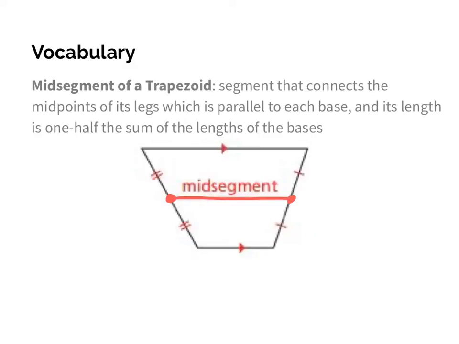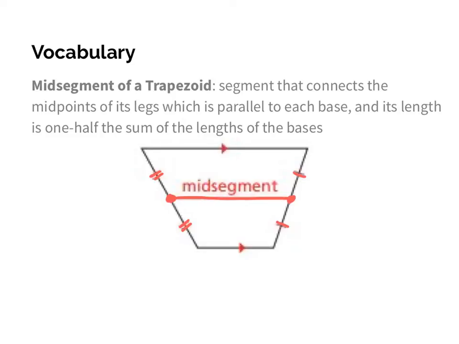Here's what I know: a midpoint is going to cut the two legs in half. What we're going to look at is the relationship between this mid-segment and the bases. What it says here is that the mid-segment is going to be half the length of the sum of the two bases. Or you can think of it as a middle value.